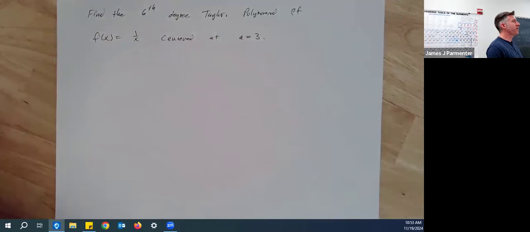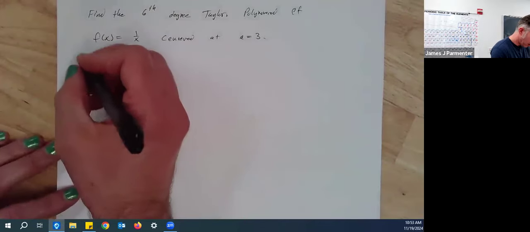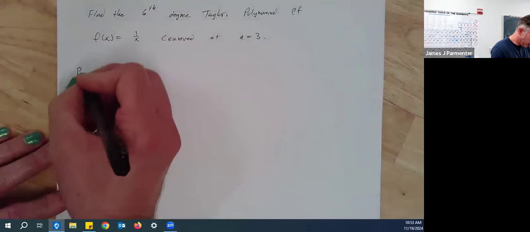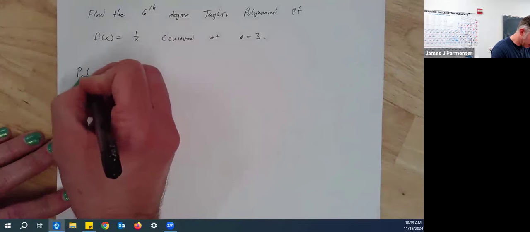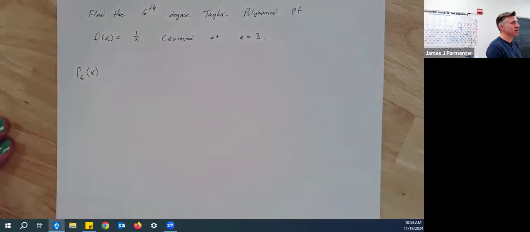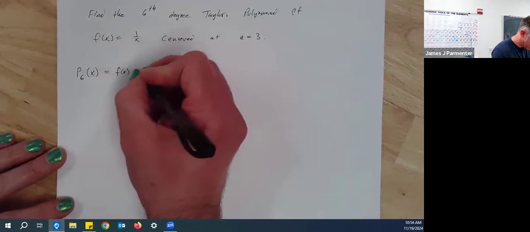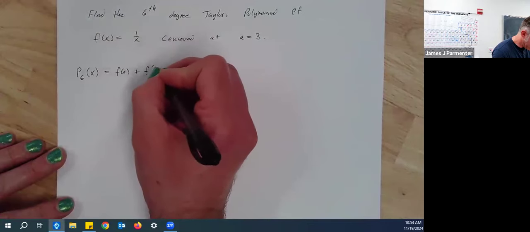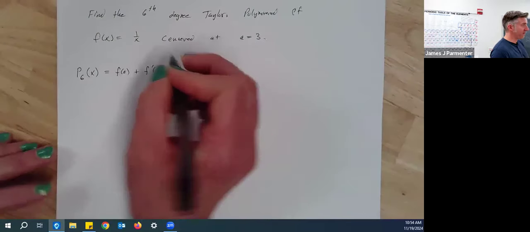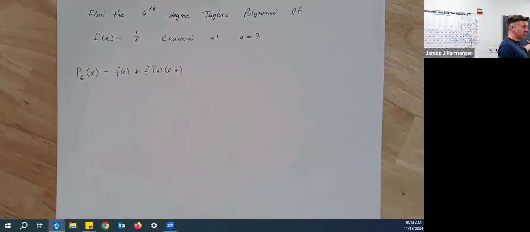So here's the very general formula. Your Taylor polynomial of degree 6, so p6 of x. We're just going to write out the formula. We might skip a few things as we get far enough, but the formula starts off like this. It's going to be f of a plus f prime of a times x minus a. The first two parts are just the linearization, right? It should look familiar.